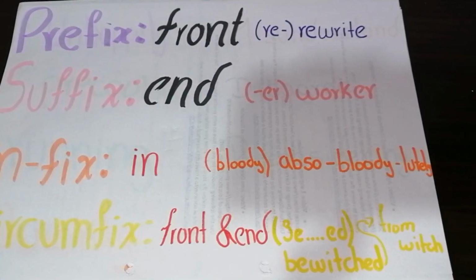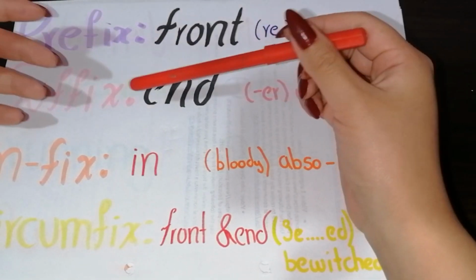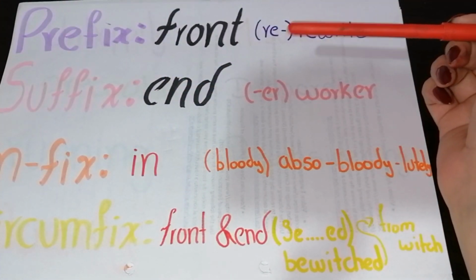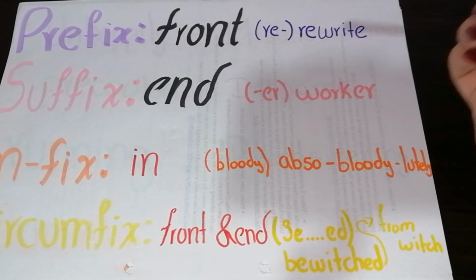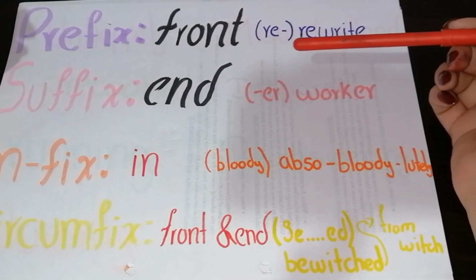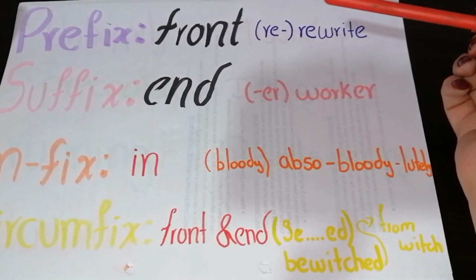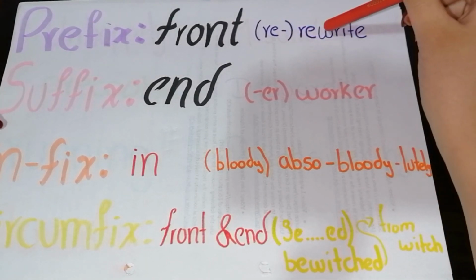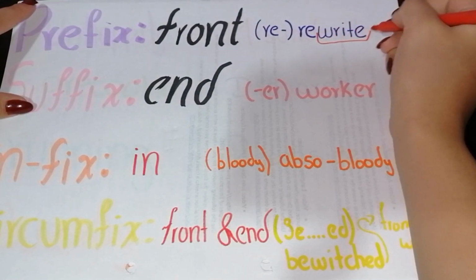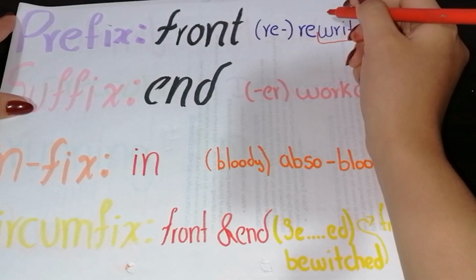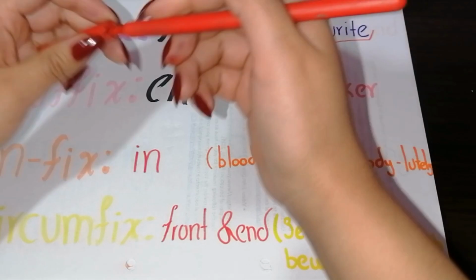The first one is prefixes. A prefix is a morpheme that is added to the beginning of a root or a stem word to modify its meaning. Prefixes can change the meaning of the word or create a new word with a different meaning. For example, we have the example regret. In this case, the common word is great, and we add a prefix, re.